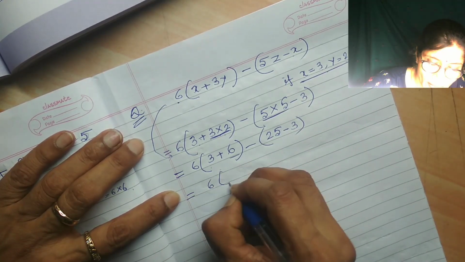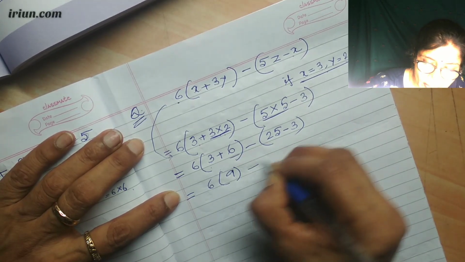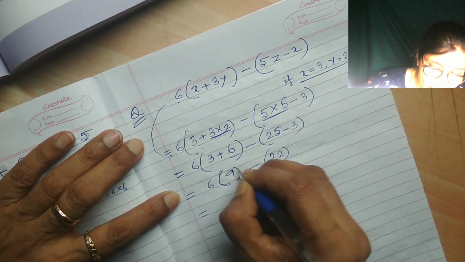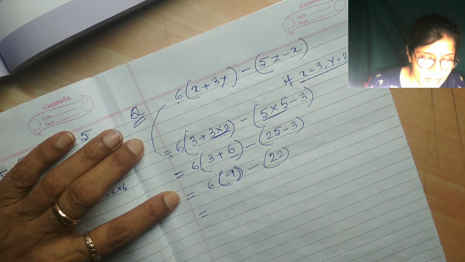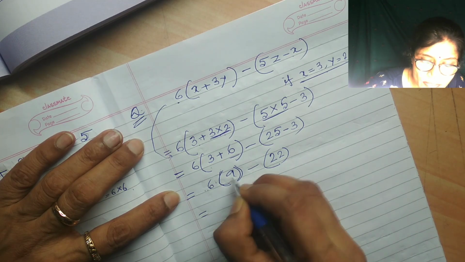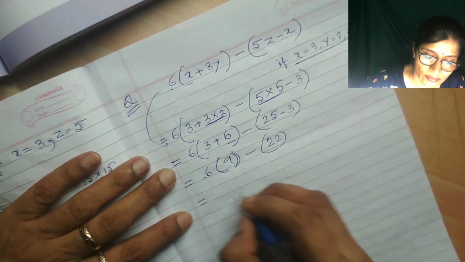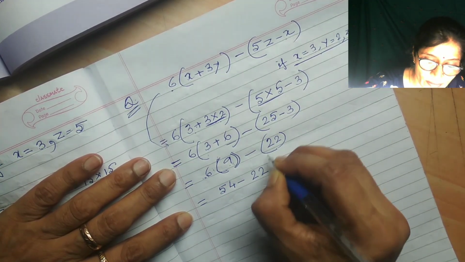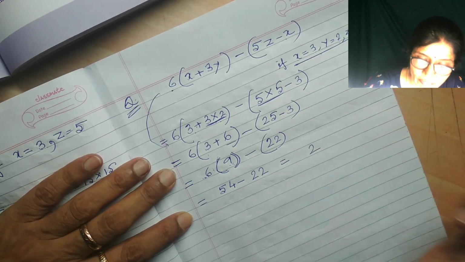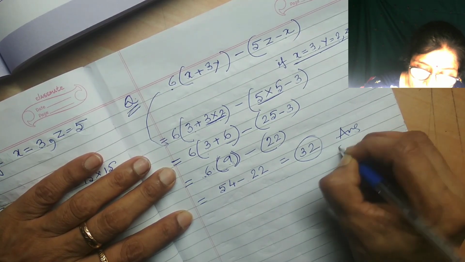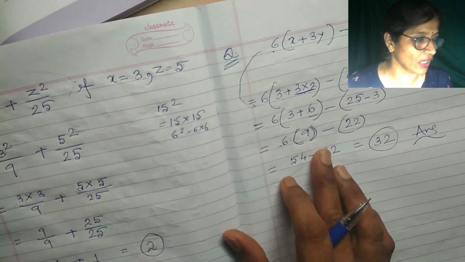Now this 6 into 9 minus 25 minus 3 is 22. Bracket sign means it is multiplication. Bracket sign is there 6 and here bracket means this into this. If no sign is there, it means multiplication. So 9 sixes are 54 minus 22. You can open the bracket. So 54 minus 22 is 32. So this is the answer.